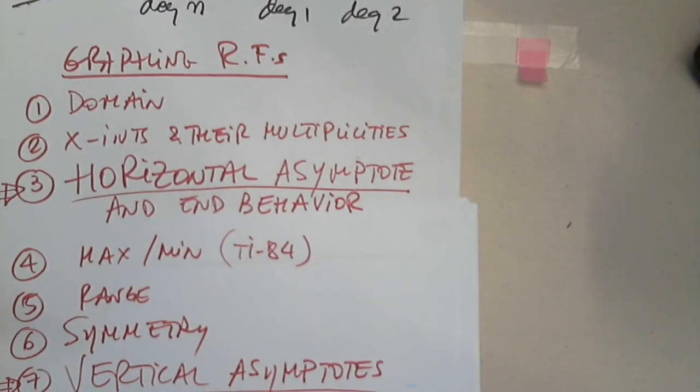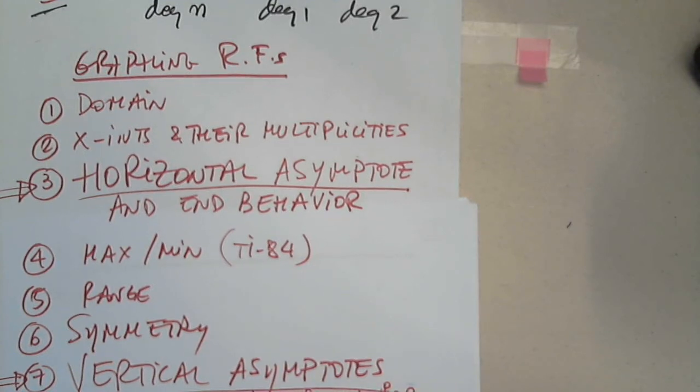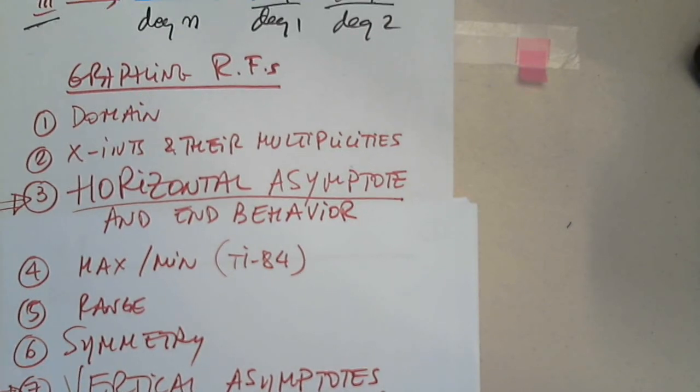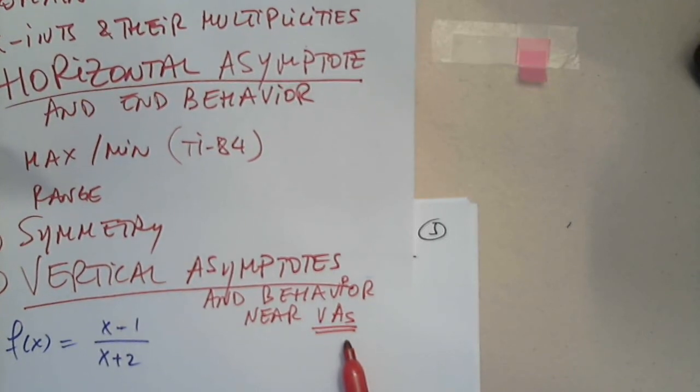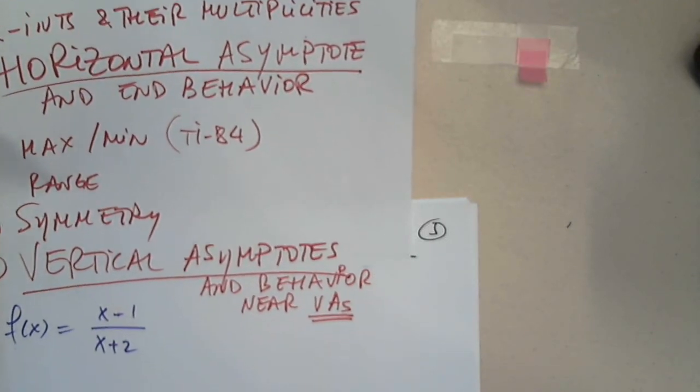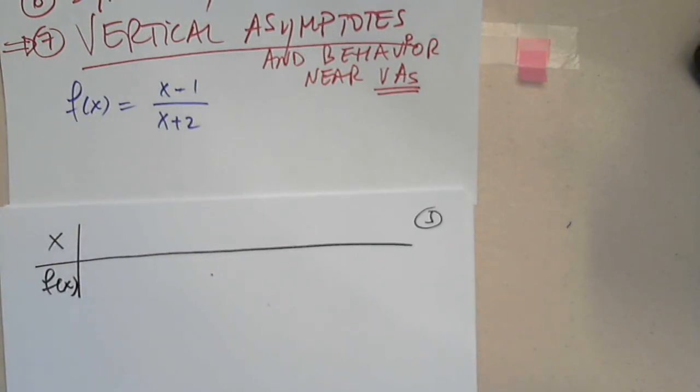So I want to add something here. The vertical asymptotes and behavior near the vertical asymptotes. Vertical asymptotes and behavior near the vertical asymptotes. We're going to get to that in a minute. Okay, can anyone give us the domain of this function?